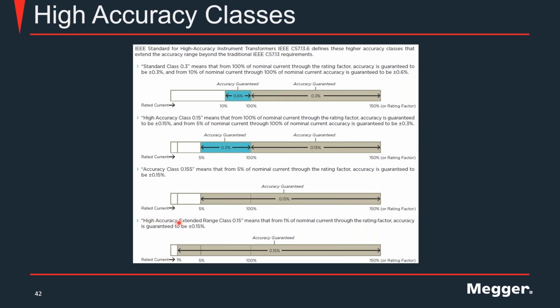And then you have the high accuracy extended range, where it has to guarantee the accuracy between 1% and 150% of nominal, which means that this is a CT with much more stringent accuracy requirements than the typical. Now, this is possible because manufacturing methods of CTs and magnetic materials, etc., have made it easier to manufacture such high accuracy CTs. It is also required for different measurement applications.